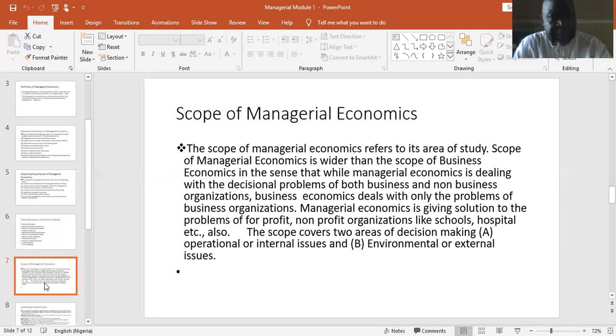Now, scope, the size, the extent to which managerial economics covers. How wide is the area of managerial economics? The scope of managerial economics refers to its area of study. Scope of managerial economics is wider than scope of business economics, in the sense that managerial economics deals with the decisional problems of both business and non-business organizations, while business economics deals with only the problems of business organizations.